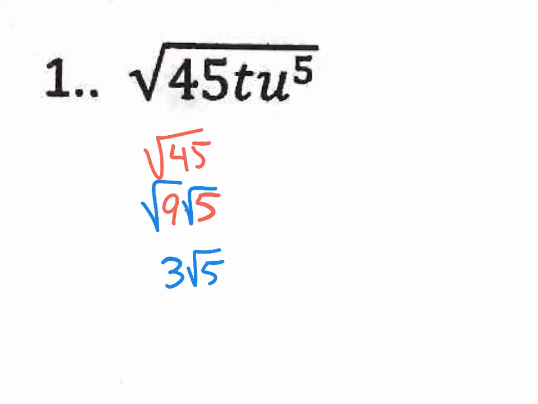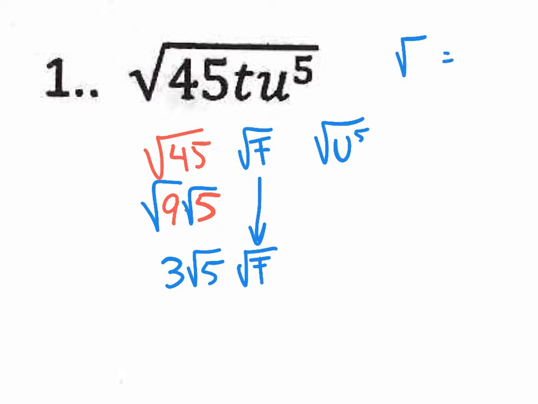Now, let's take a look at the square root of t, and also the square root of u to the fifth. Now, the square root of t, there's nothing to do there. You can't do anything, so we're just going to bring it down, square root of t. And then we're going to take the square root of u to the fifth. See, we know that the square root is really the power of 1/2. So we want an even exponent. We don't want the power of 5. We want an even exponent like 4. So let's rewrite u to the fifth as u to the fourth times u, because after all, u to the fourth times u is u to the fifth.